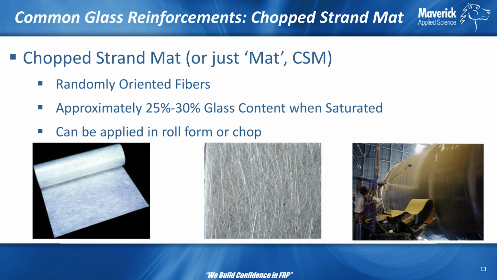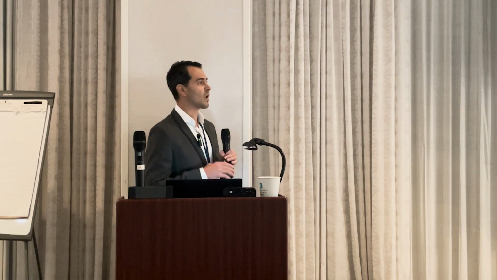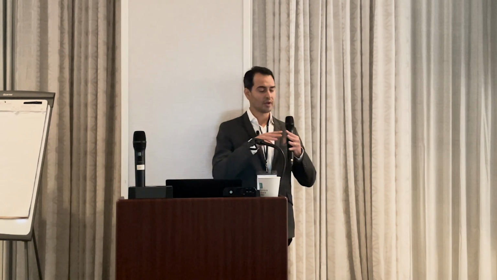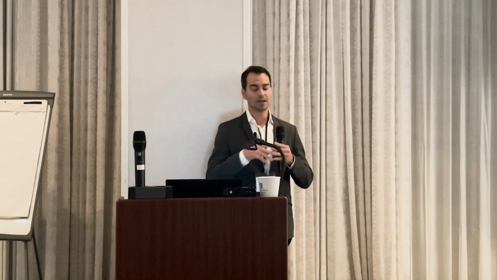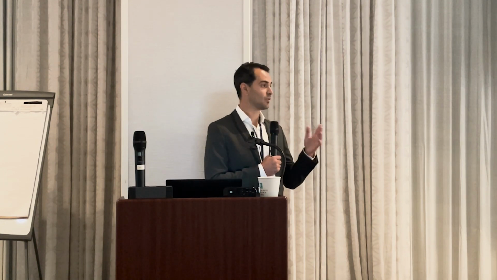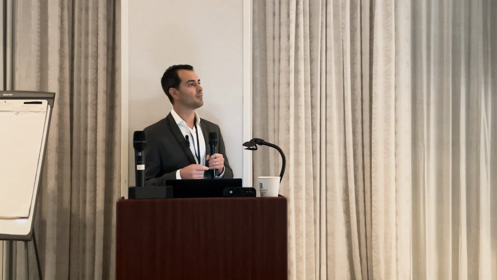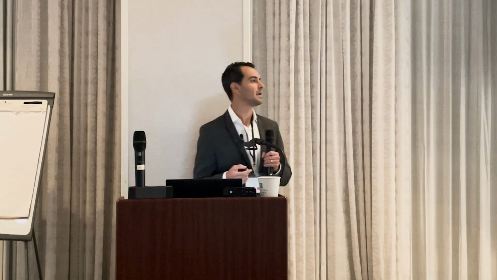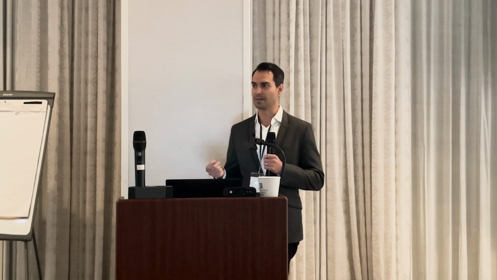This is the chop strand mat, or commonly named mat. This type of reinforcement consists of randomly oriented fibers. These fibers are randomly oriented on the plane and will give you multi-directional properties, or multi-directional strength. Now, it's not a very strong type of laminate because of the same randomness of the fibers. So we use these mainly as bedding, and when we say bedding, it is to build up thickness on our laminate.